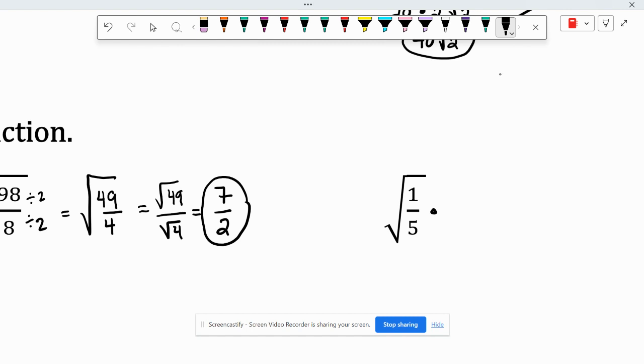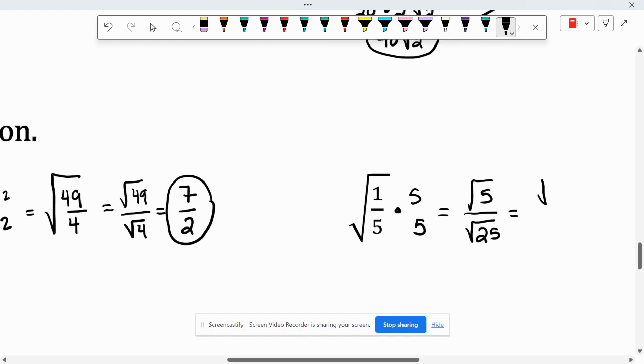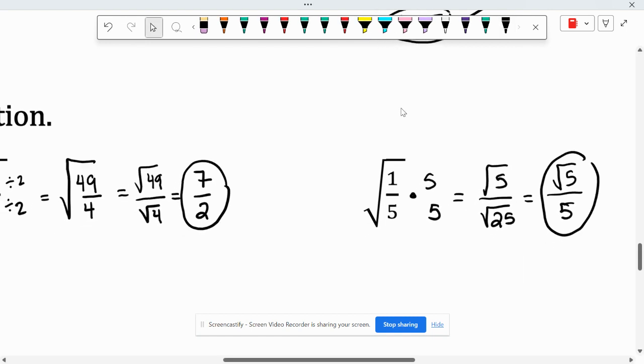So I know that if I were to multiply both the top and the bottom by 5, I'm not changing the value of the number. I'm just changing the way it looks. That becomes the square root of 5 over the square root of 25. And what is the square root of 5? Well, we don't know. It's the square root of 5. But what is the square root of 25? So now we don't have a fraction and we don't have a radical sign in the denominator. Okay. So that's our next big criteria.